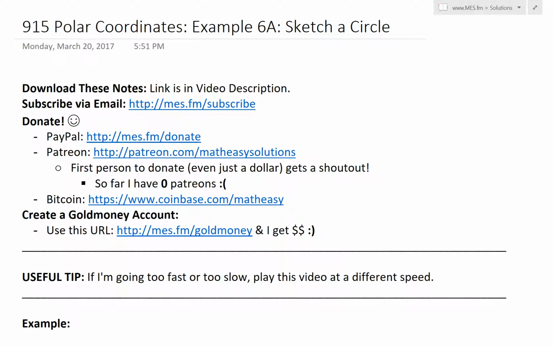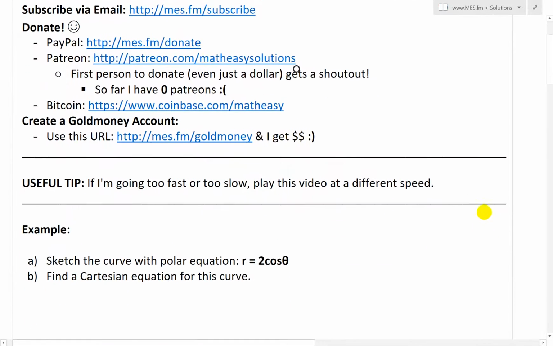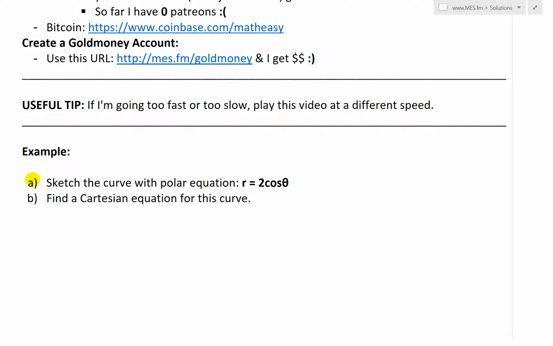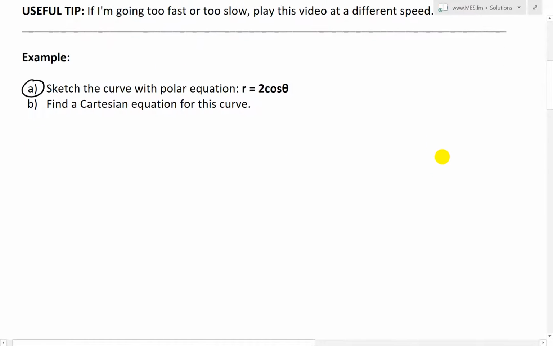We're going to discuss further into polar coordinates, and now go over example 6, part 1 of it, or part A, and it involves sketching a circle. It's pretty interesting, so let's jump right in. I'll solve part A in this video and go over part B in the next video. So the example states, sketch the curve with polar equation r equals 2 cosine theta.